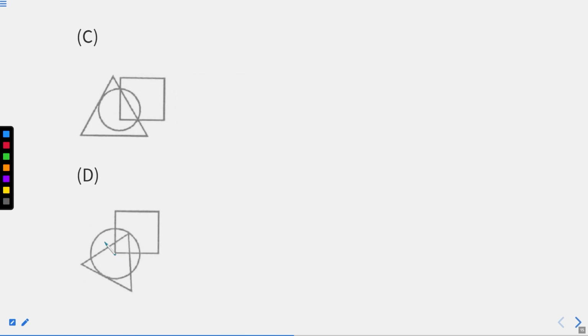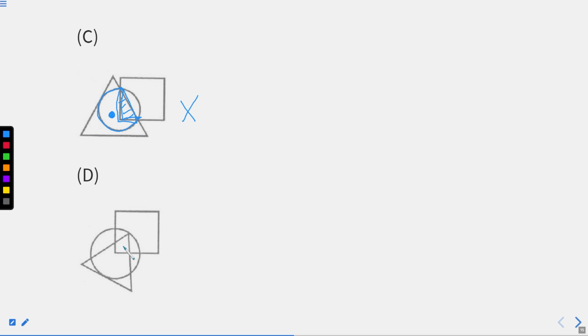Now for the third figure, we can see a triangle and a circle. We have a common area, this. So we can place a dot here. But what about triangle and a square? Triangle and a square have common area this, the shaded one, but it is completely inside the circle. So we can't place a dot here. This is not your answer.